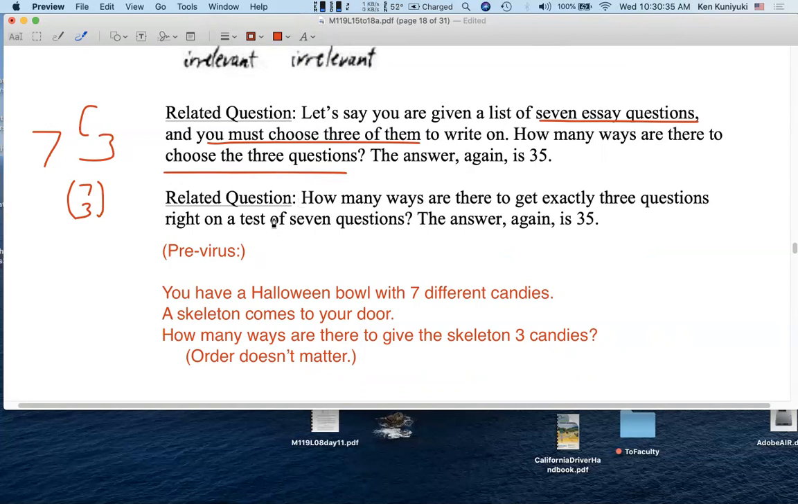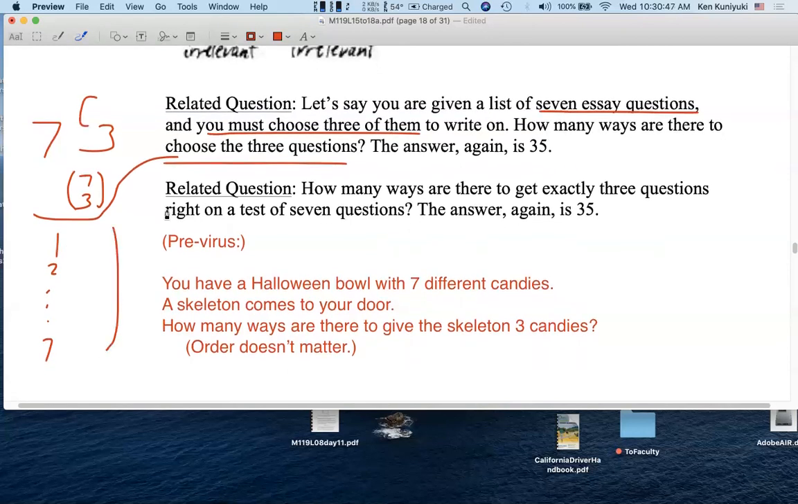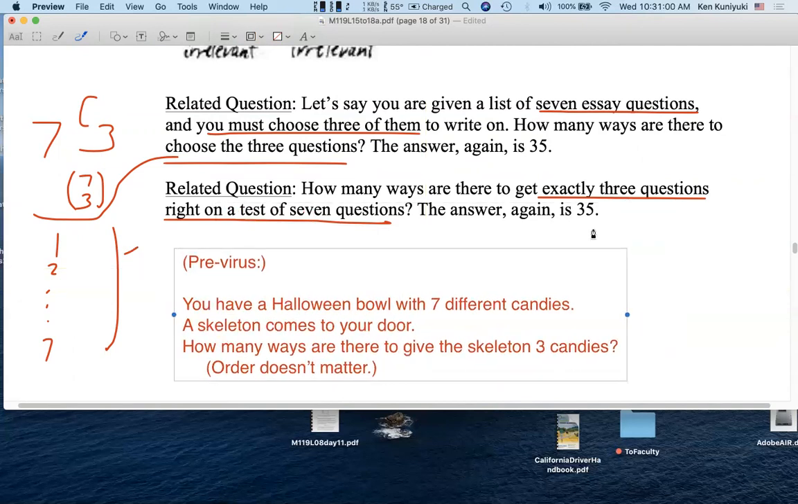Also, let's say that you have a test consisting of 7 questions, and you answer all of them. You're told that you got 3 of the 7 correct. You got exactly 3 questions right on the test of 7 questions. How many ways were there to get 3 questions right out of 7? The answer is 35. It could have been the first 3 questions you got right. It could have been the last 3. It could have been 1, 2, and 4. There are 35 possible triples.